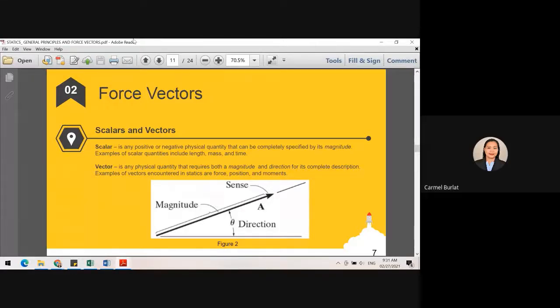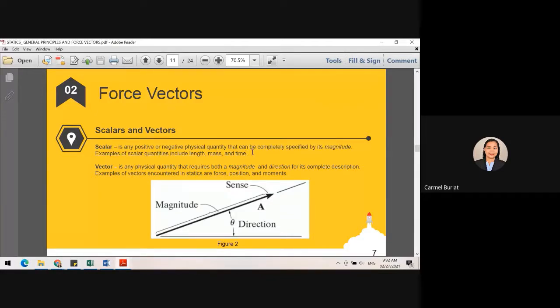Force and vector. So we have terms here like scalar and vectors. The definition of a scalar quantity is any positive or negative physical quantity that can be completely specified by its magnitude. Examples of scalar quantities include length, mass, and time. So those are scalar quantities.